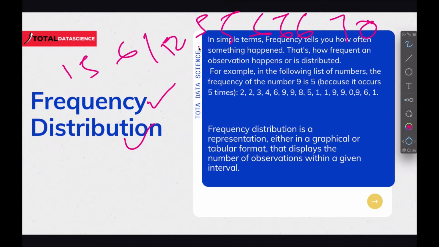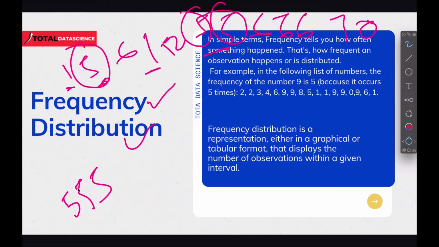Now, if I want to measure frequency here, how often does 1 appear? That's the frequency of 1. If I want to see how often 5 appears, that becomes the frequency of 5. That's how frequent 5 is, how consistent 5 is. In this case, 5 appears 3 times. So that's how frequent 5 is in my data.